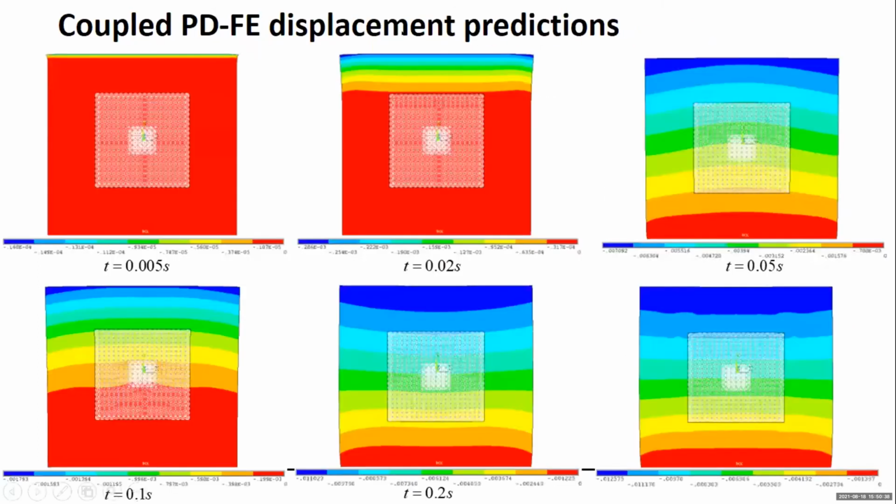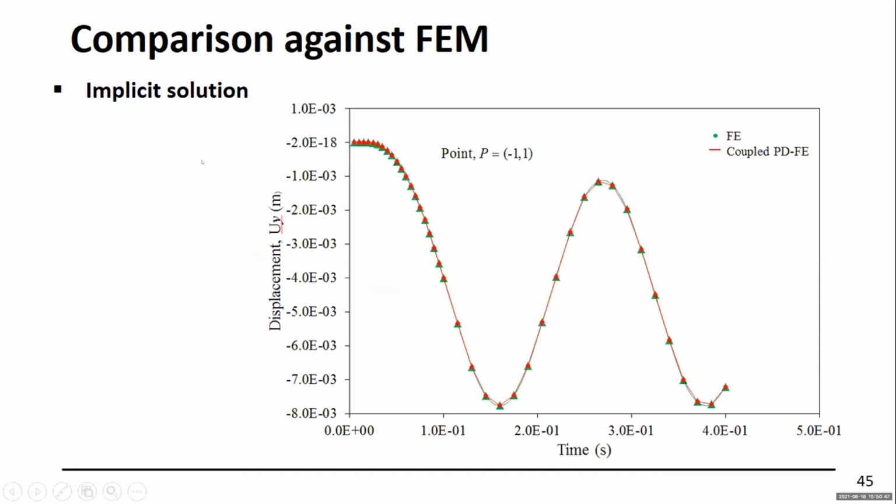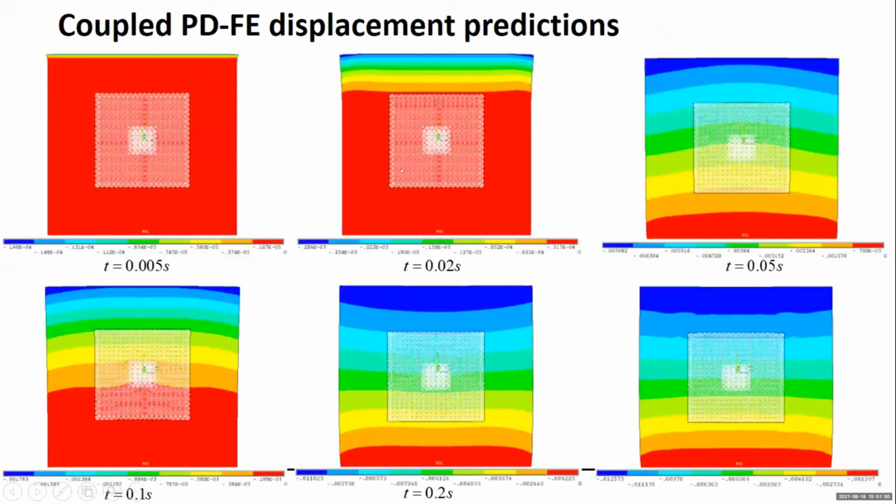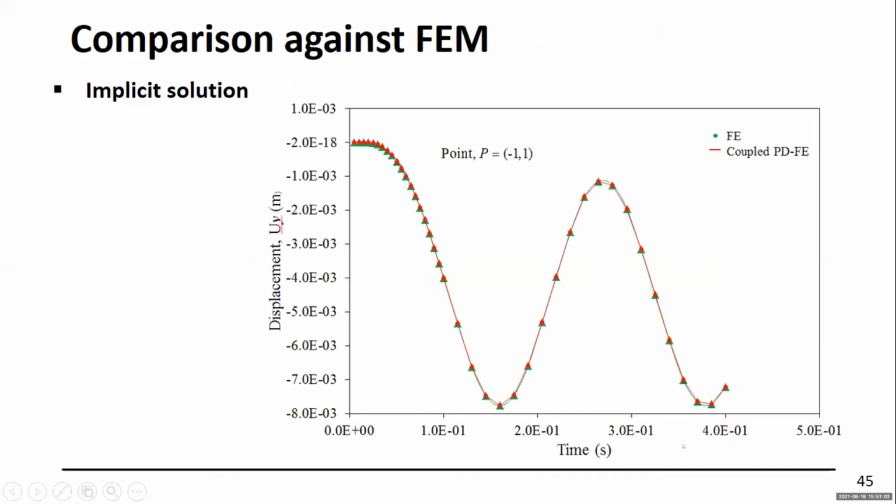And here I'm showing you the displacement field as time progresses. It's very nice. Then you can say, well, this looks very good, but how about the line plots, okay? And we're also solving this implicitly. That's another challenge. So as you can see here, we're looking at what's happening at this particular point, the location x equals -1, y equals 1. The FE results and the coupled PD-FE results that I show you are on top of each other.